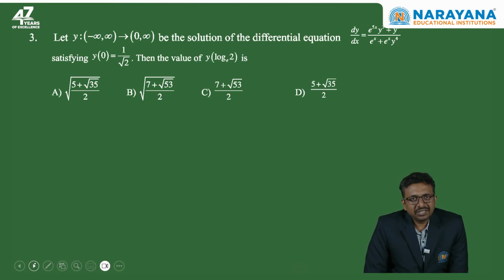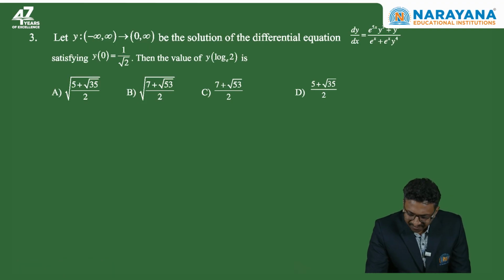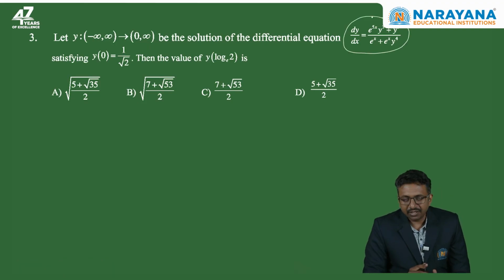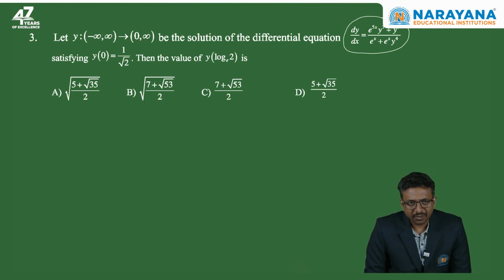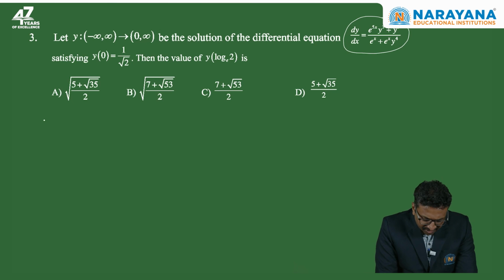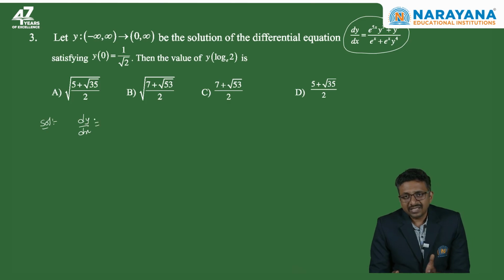So the third question is from differential equations. You're asked to solve this differential equation: dy by dx is equal to e power 5x y cube plus y cube by e power x plus e power x y power 4. y of 0 is given. y of ln 2 is being asked. So this question was also given very easily. There's nothing much in this question. Just variables are separable in this.